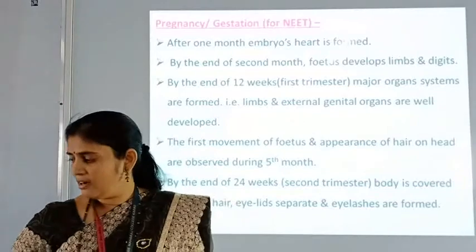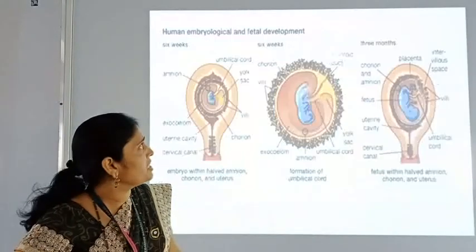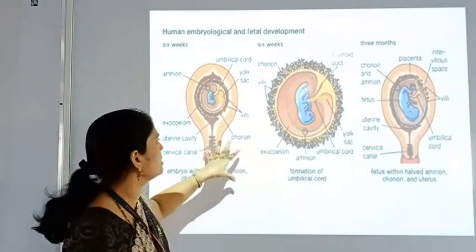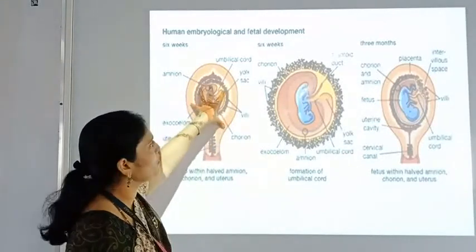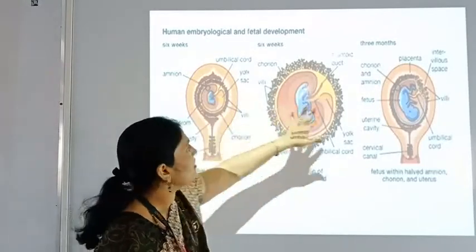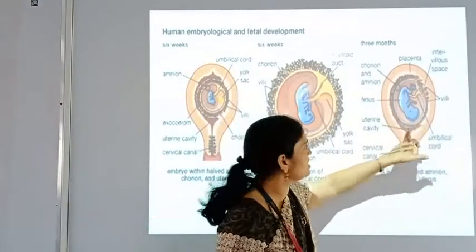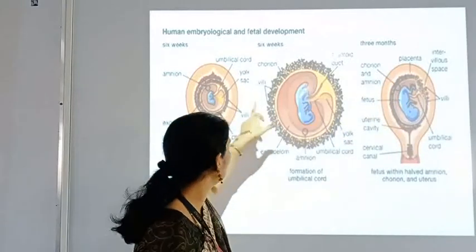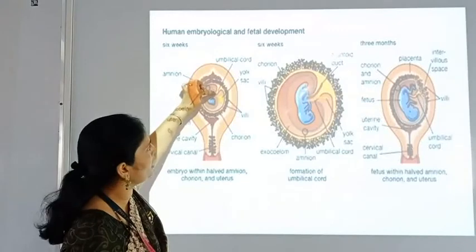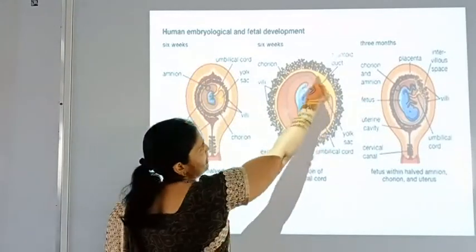So here, from this point, one diagram is there that we have to study. This is the 6-week embryo, and this is the 3 months embryo. This is the uterus, and in the uterus the embryo is developed, and this is the umbilical cord you can see here, and this is the placenta.